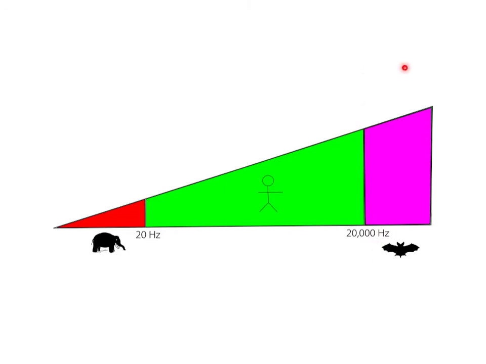Anything higher than 20,000 Hertz, we can't hear it, and we call it an ultrasound. But bats, for example, they can hear it. Anything under 20 Hertz, it's an infrasound, and we also cannot hear it. But for example, elephants can hear it.